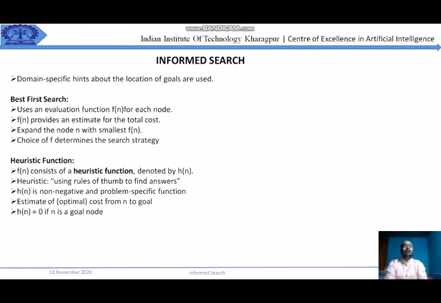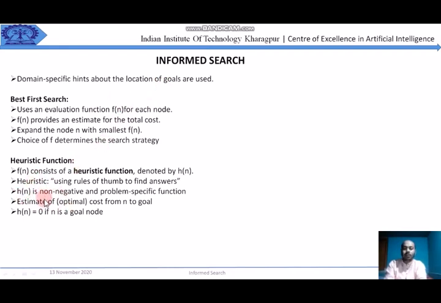After that, informed search came into existence. In informed search, some domain-specific hints about the location of the goal are needed. Best first search uses an evaluation function f(n) for each node. f(n) provides an estimate of the total cost, that is, a probable estimate of going to the goal node. It consists of a heuristic function denoted by h(n). The heuristic function is actually the hint toward the goal node.